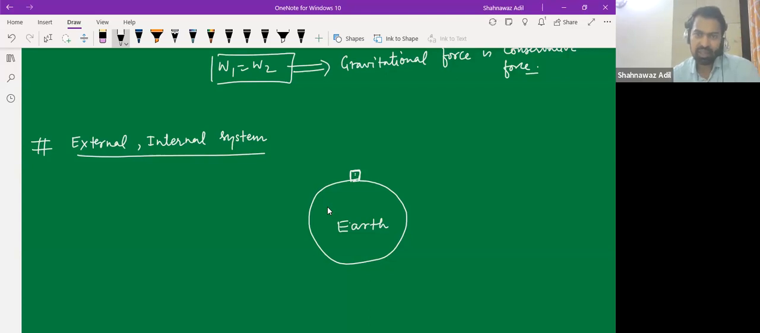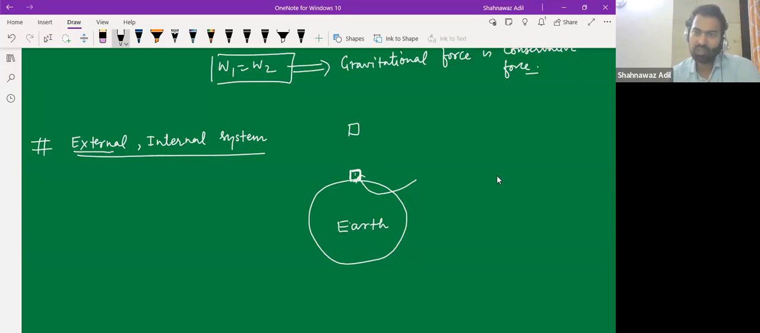And let's say you lift this object and place it in here. So now you are applying some external force to move this object. Whenever some other things are involved, those are called the external part of the system. Those are called the external agents. Understood?